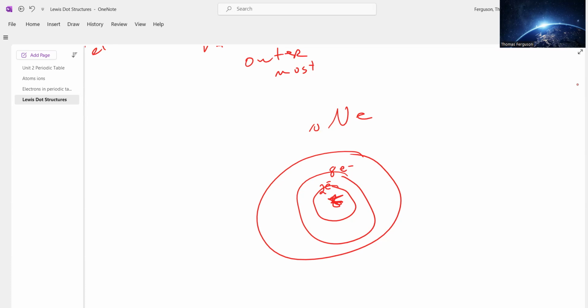It can hold 8 plus 10, 18. And the reason I said 8 plus 10 is because of the way the periodic table is set up. Now, I'm going to talk about that in depth, why it's 10 plus 8. It's kind of weird the way the periodic table is set up.